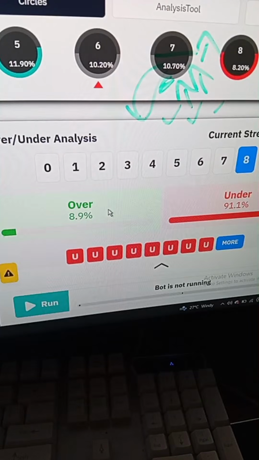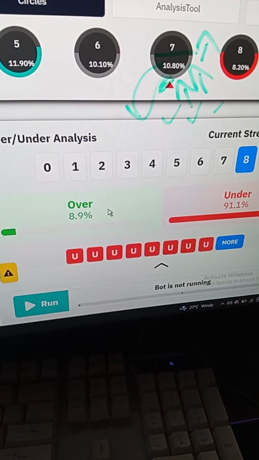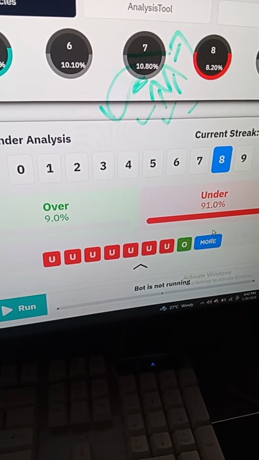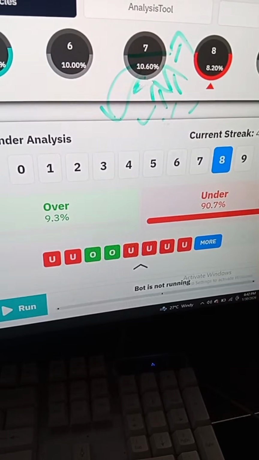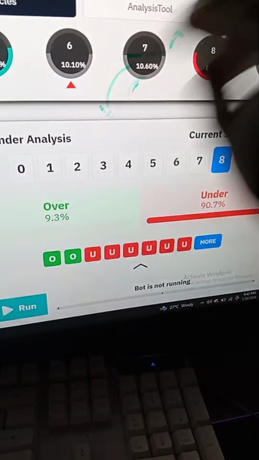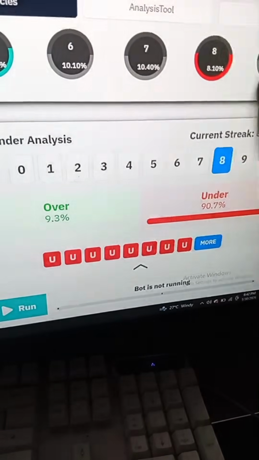Once you reach 10 runs, stop your bot, and I'll tell you why. But I think we'll even have to stop before we reach 10. So guys, once you do 8 runs, stop. Let us stop and reset, because 7 has become too strong. 7 has left us. Stop and reset. Do not even continue.